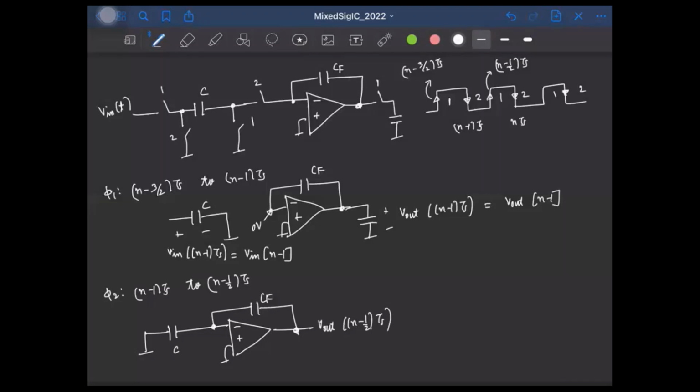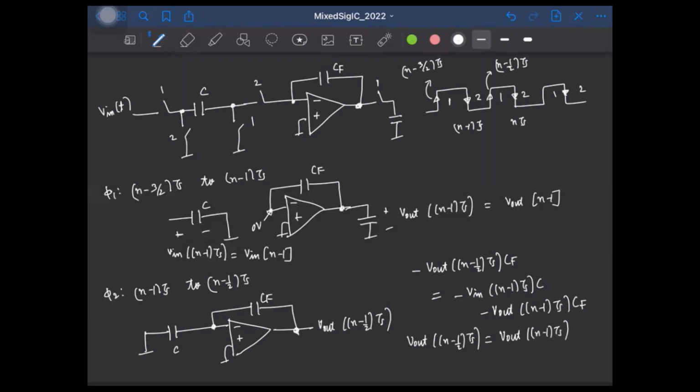We can find it using charge conservation. If you look at the total charge at this node, that is going to be the sum of the charges in these two plates, which is simply minus Vout of (n-1/2) Ts times CF, right? And this must be equal to the total charge stored in these two plates in the previous phase, which is simply minus Vin of (n-1) Ts times C minus Vout of (n-1) Ts times CF. So what is the output voltage at the end of the phase phi 2, that is (n-1/2) Ts? That will be Vout of (n-1) Ts plus C by CF into Vin of (n-1) Ts, right?